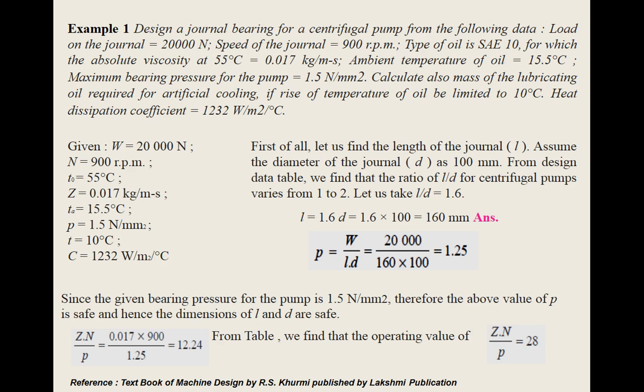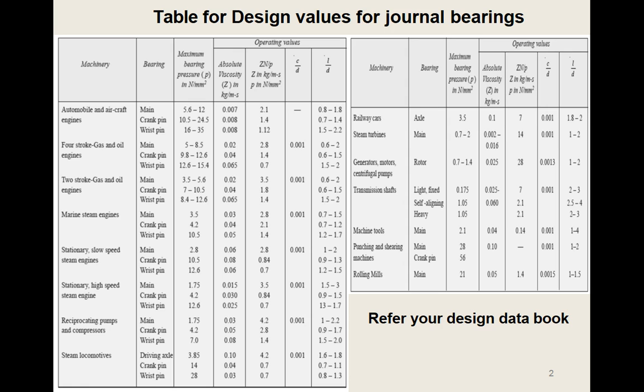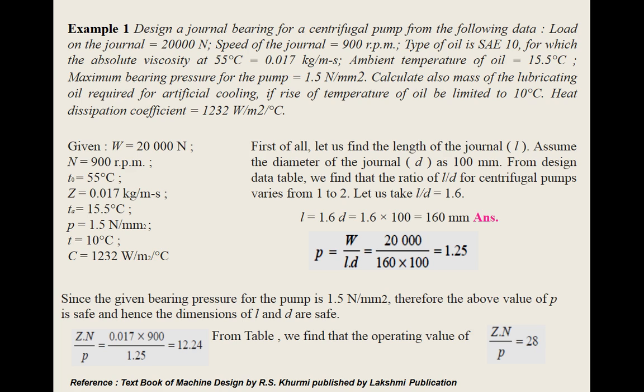From the design data book, from this table, we take the L by D ratio for the centrifugal pump. In the second part, on the fourth line, for the centrifugal pump the L by D ratio varies between 1 to 2. So from the design data book, we take a suitable value of L by D between 1 and 2.